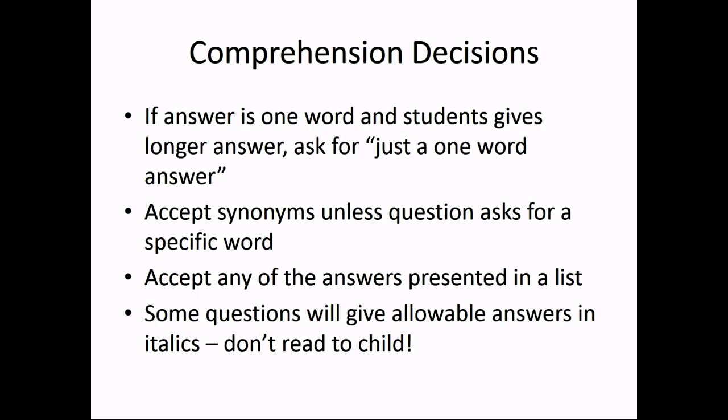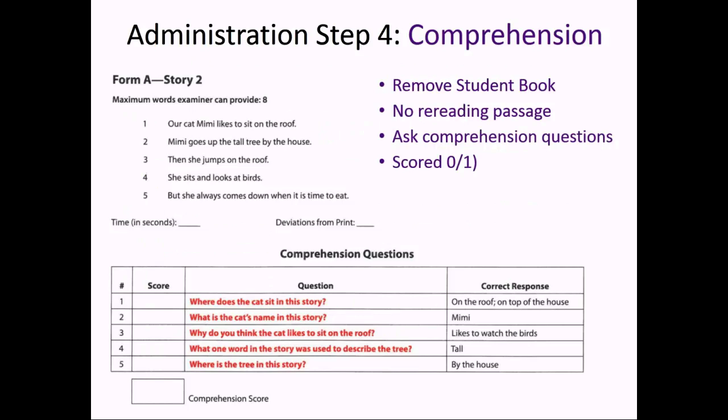Comprehension decisions. If answer is one word and the student gives longer answer, ask for just a one word answer. So let's go back over here. What is the cat's name in this story? And if the child starts going on and on, well, I think that his name might have been Mimi, but there is another cat, something like that. You just say, just give me one word. That's a one word answer.